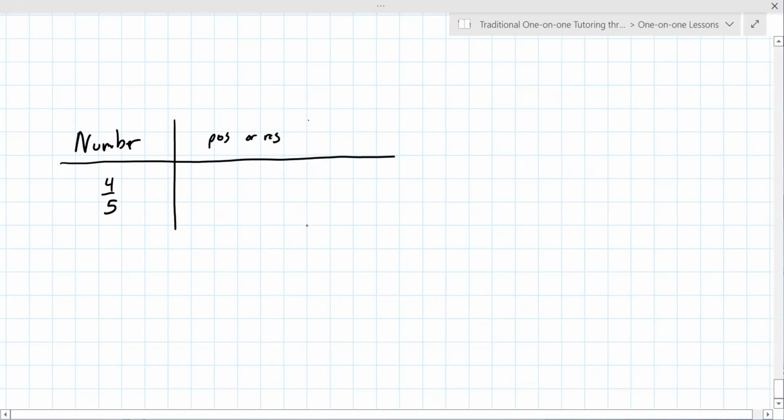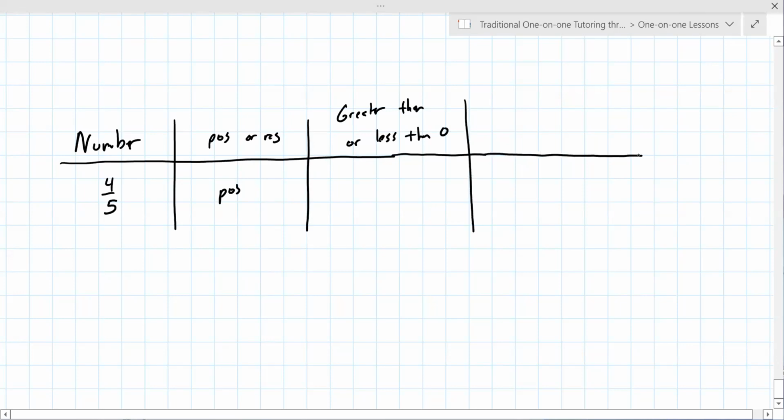Positive. 4/5 is positive. So then the next one here is whether this is greater than or less than 0. You can just put a line down and then put a check mark or an X, so you don't have to write too much. It's based on whether it's positive or negative. So do you remember which it is? Greater than. Yes, and this is the greater than symbol.